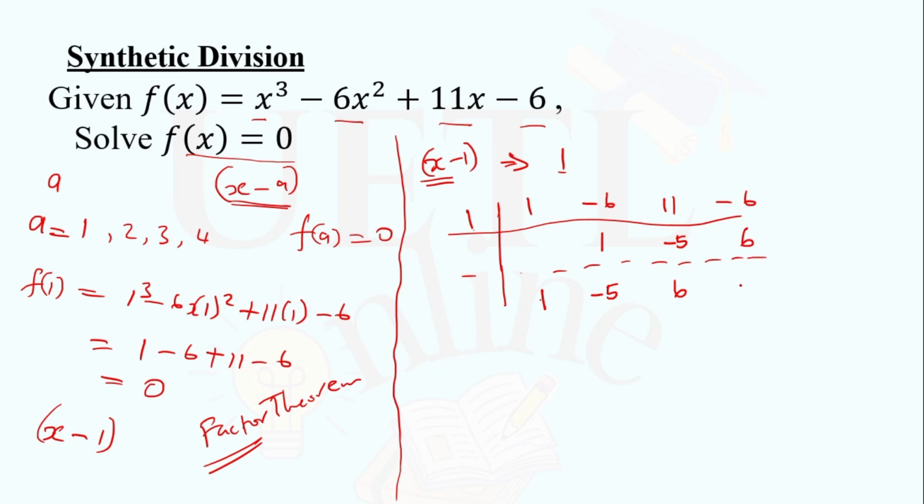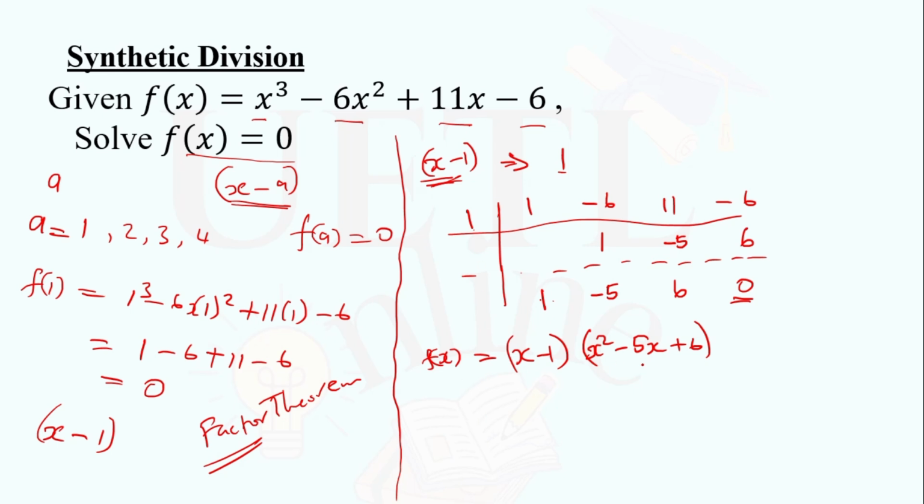So if you get 0 here, this one is a factor. This means that it is correct. So our answer becomes: this function is equal to this one. So f of x is equal to x minus 1 times x squared minus 5x plus 6. This means that we have successfully factorized this, but we are still left to factorize the quadratic.